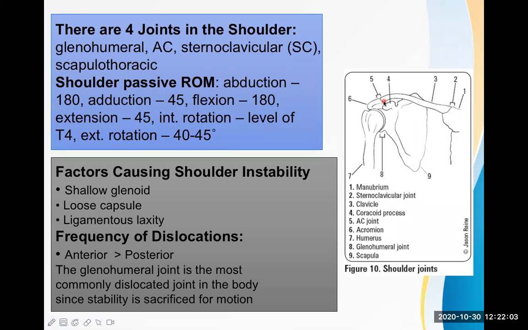Okay, and this is the acromial end. See this? This is the AC joint we are talking about, the acromioclavicular joint, because of the two processes. The end of the clavicle attaches with the acromial process of the scapula. So this is the clavicle bone.